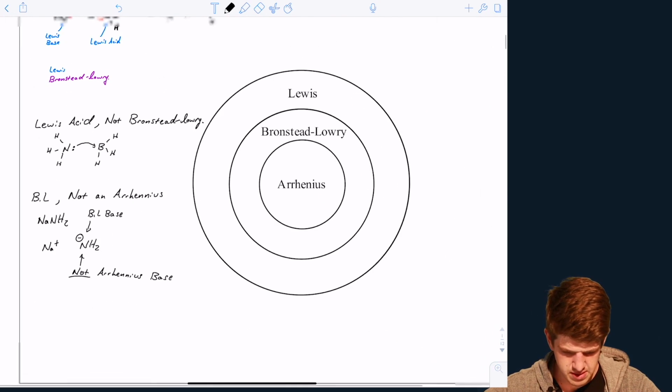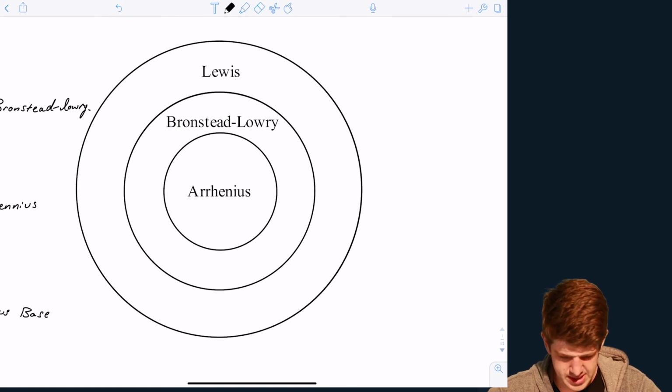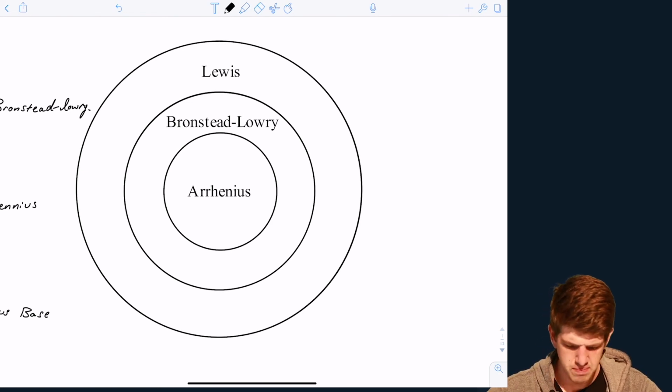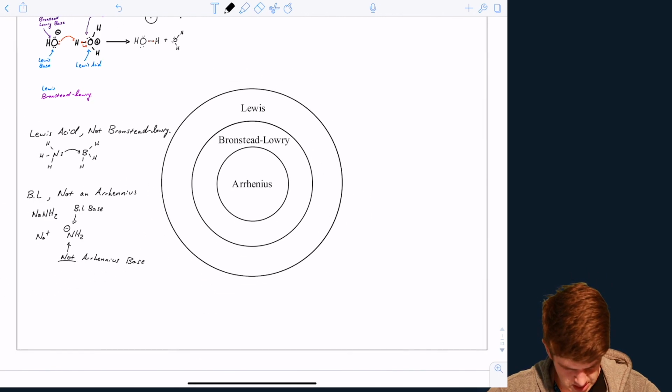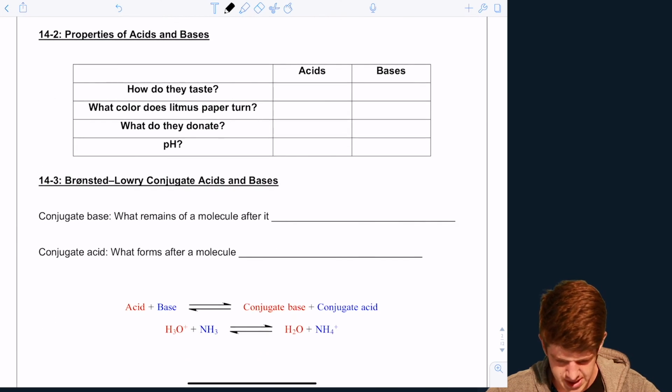So there is my hierarchy. Arrhenius is a little bit more strict in definition than Bronsted-Lowry, and Bronsted-Lowry is a little bit more strict in definition than Lewis acids and bases. So all Bronsted-Lowry acids and bases are Lewis acids and bases, but not all Lewis acids and bases are Bronsted-Lowry acids and bases. So now we'll get into the properties of acids and bases.